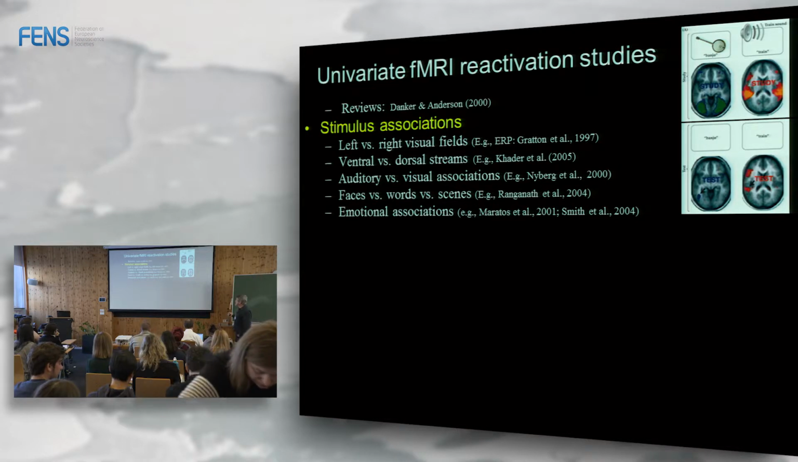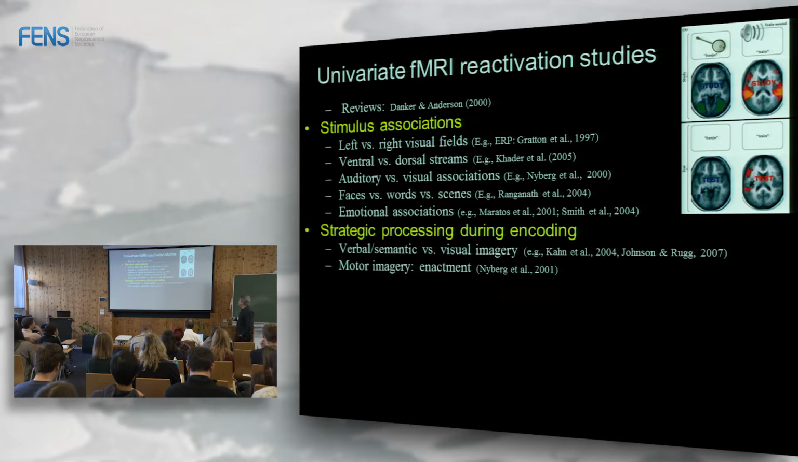They have looked at a variety of stimulus associations. For example, reactivation of left versus right visual fields, reactivation of ventral versus dorsal streams, reactivation of auditory versus visual associations, such as in Lars Nyberg's early study, reactivations of faces, words, and scenes, reactivations of emotional associations, and a variety of conditions.